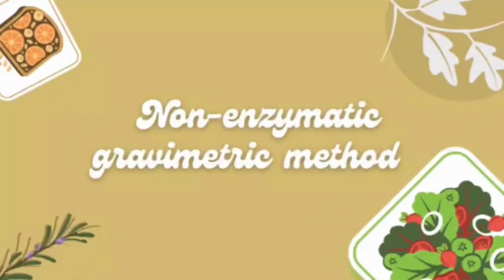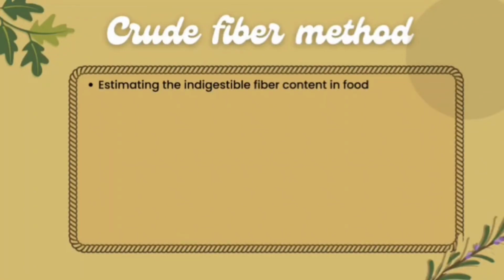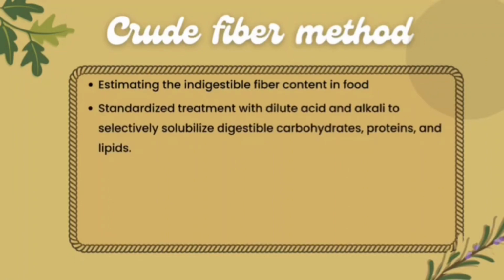Next, let's move on to the non-enzymatic gravimetric method. The determination of dietary fiber in food plays a crucial role in evaluating its nutritional composition and health benefits. The non-enzymatic gravimetric method, known as the crude fiber method, is one commonly employed method for estimating the indigestible fiber content in food. This method involves subjecting a food sample to a standardized treatment with dilute acid and alkali to selectively solubilize digestible carbohydrates, proteins, and lipids.